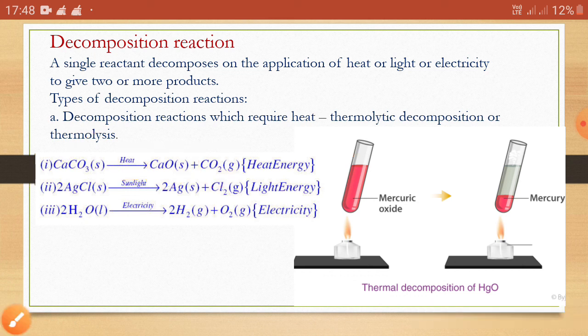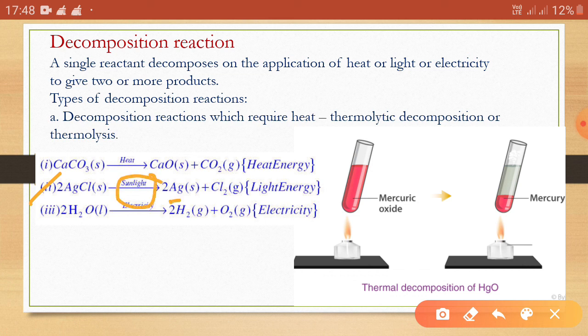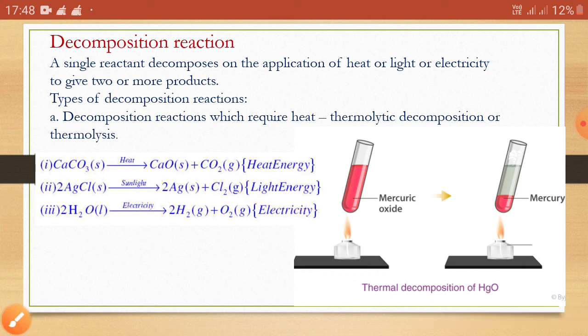Okay, number 2 is AgCl. So Ag means argentum, atomic number 47. So here AgCl is silver chloride. In the presence of sunlight it gives us Ag, that is silver, or in the Latin word, argentum, and gives us chlorine. So this reaction happens in the presence of light energy, so it is known as photolysis. We will learn later.